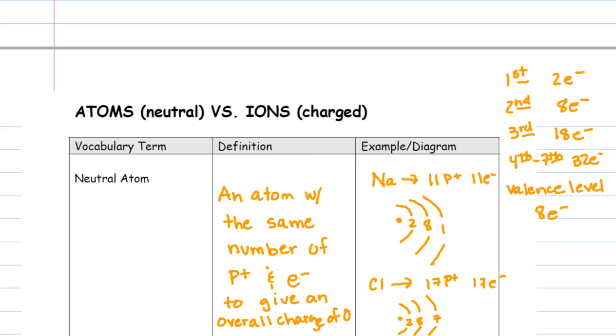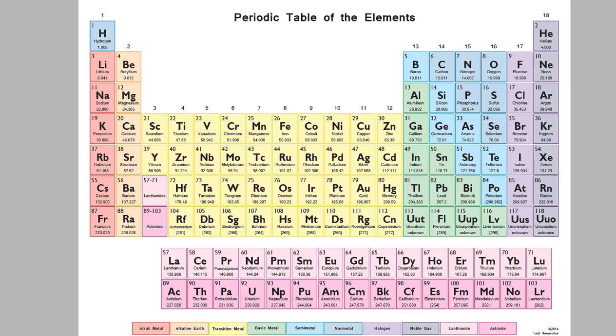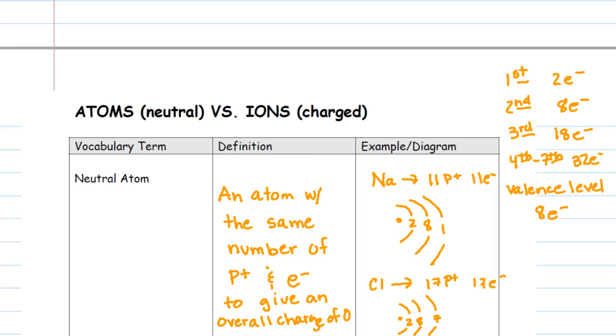Chlorine has 17 electrons, and we can get this by looking at chlorine on the periodic table. It has an atomic number of 17, and so 2 electrons go in the first energy level, 8 go in the second energy level, and then the last 7 go in the third energy level.